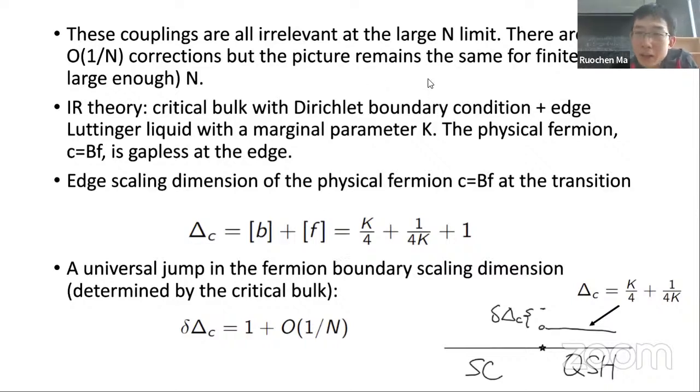But at sufficiently large N, where these two sectors are still decoupled, the jump still comes from the boundary scaling dimension of the boson field. I mean the edge scaling dimension, the boundary scaling dimension. So you just need to calculate the edge scaling dimension of the CP^(N-1) model with the Dirichlet boundary condition to 1/N order, and you will know that. But it would be very complicated.